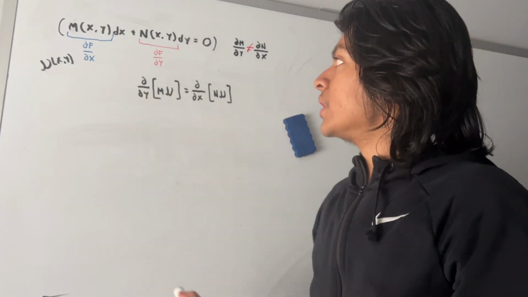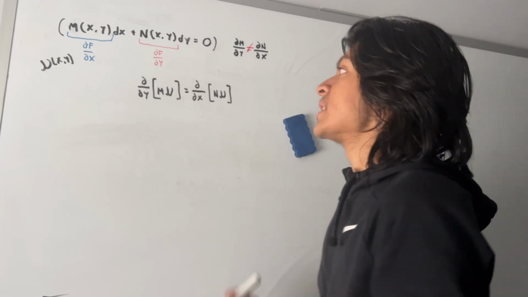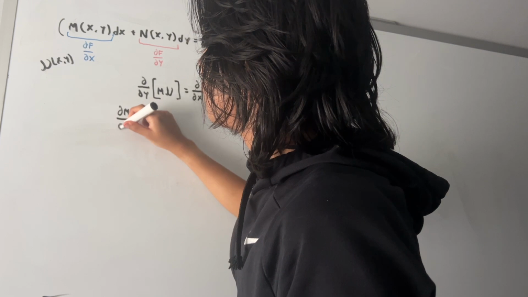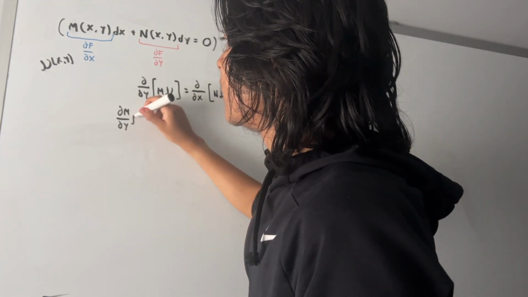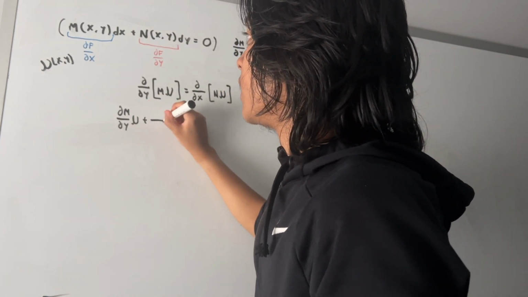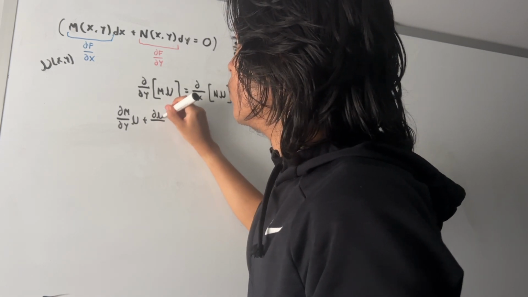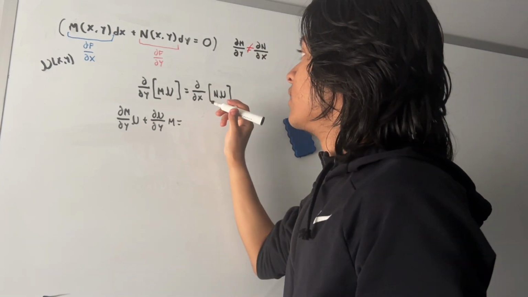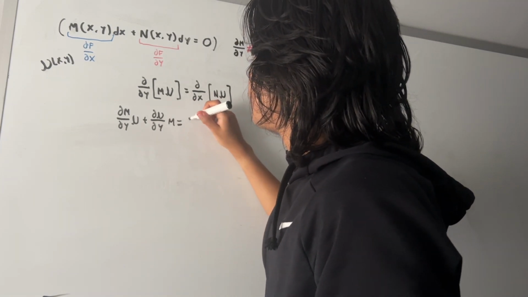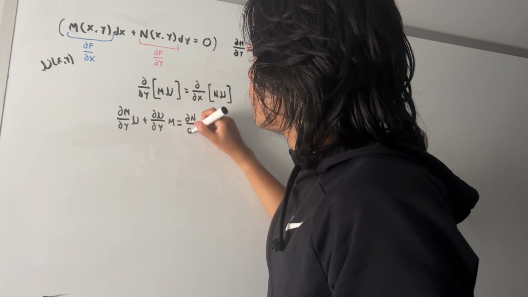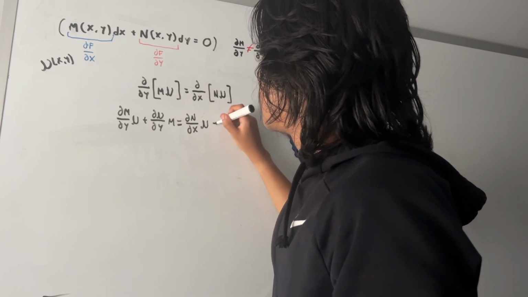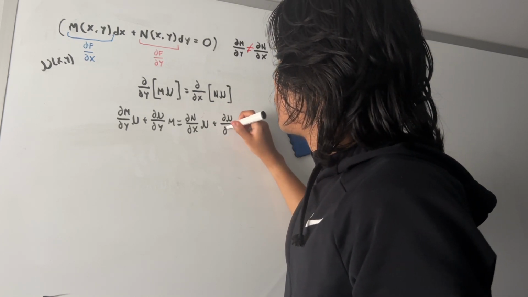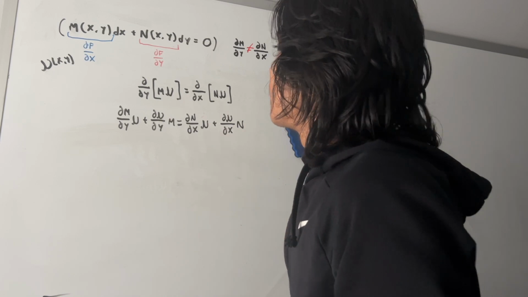So what we could do here is just do a product rule on both sides. On the left side, we're going to get the partial of M partial y, then you leave the u alone, plus partial u partial y times M. Same thing on the right side. So we have partial N partial x times u, plus partial of u partial x times N. Okay.